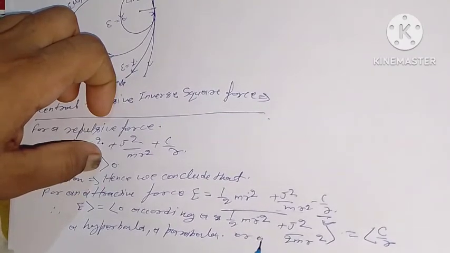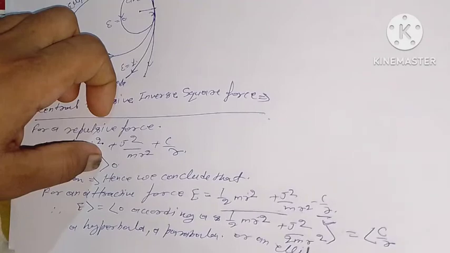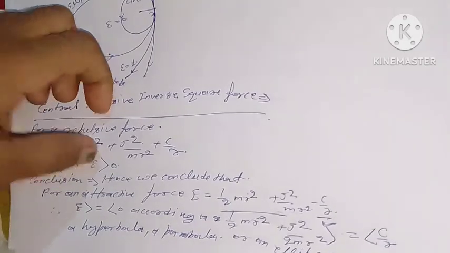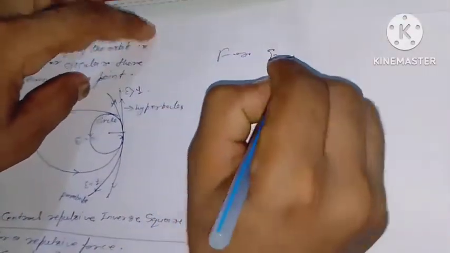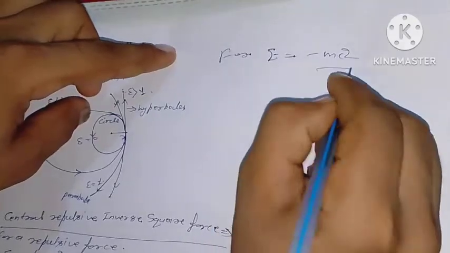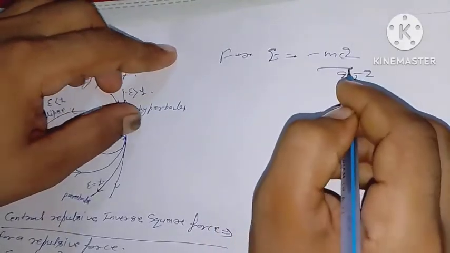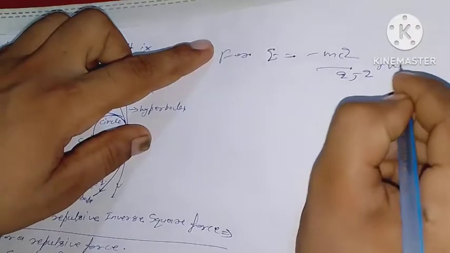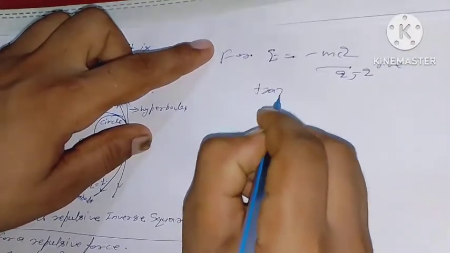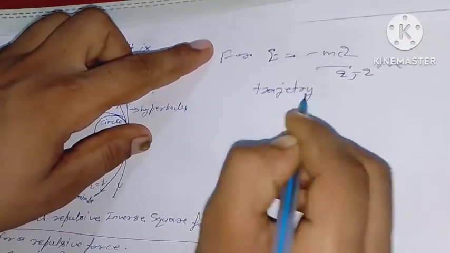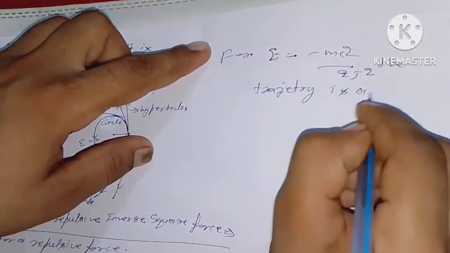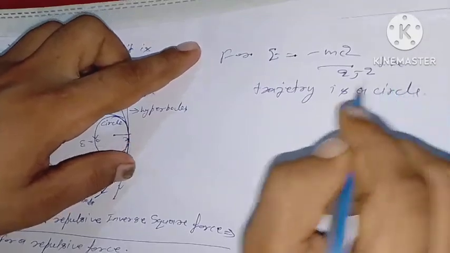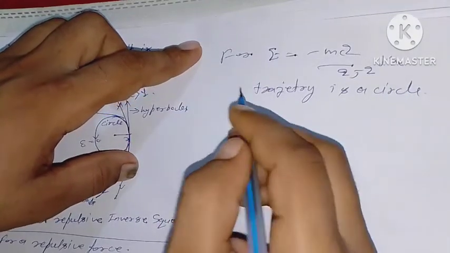a parabola or an ellipse. For E equals minus mc²/2J², the trajectory is a circle.